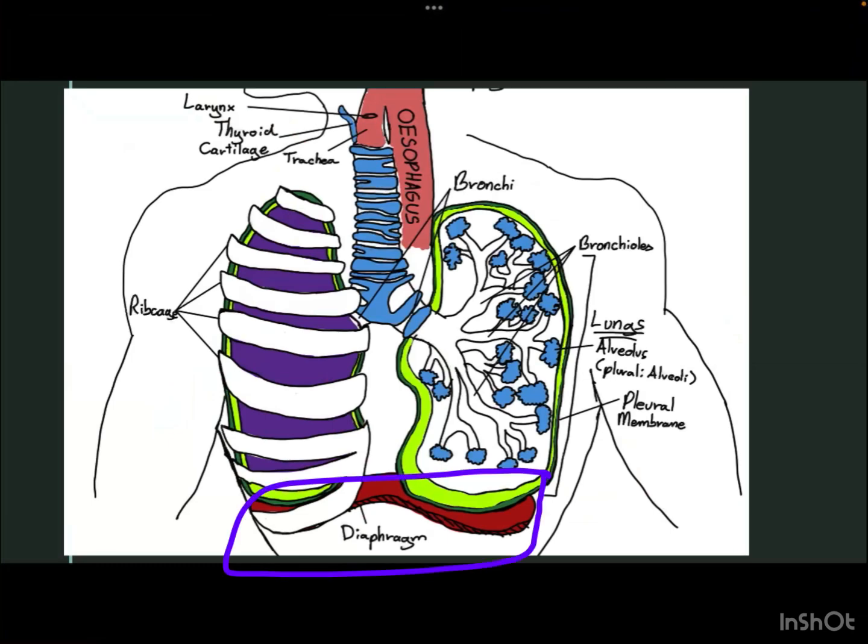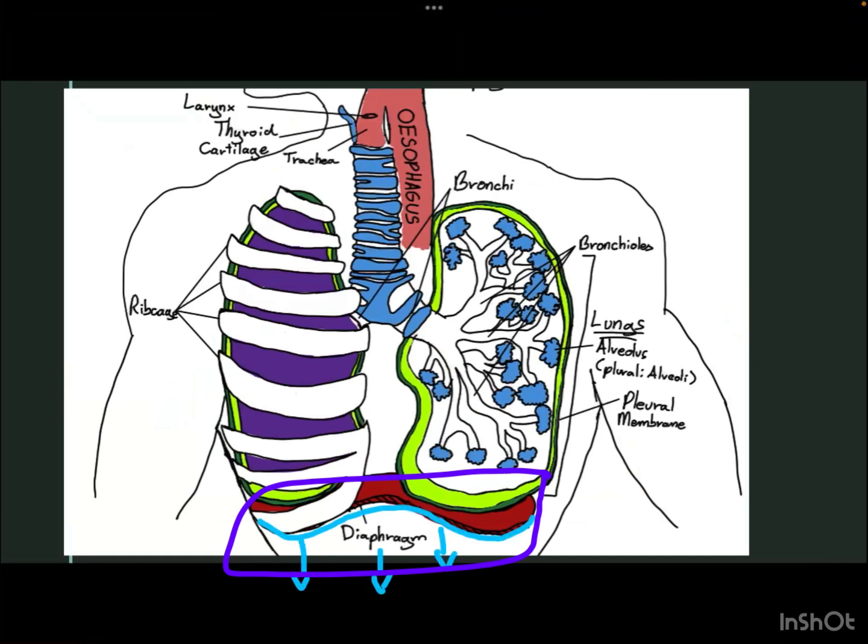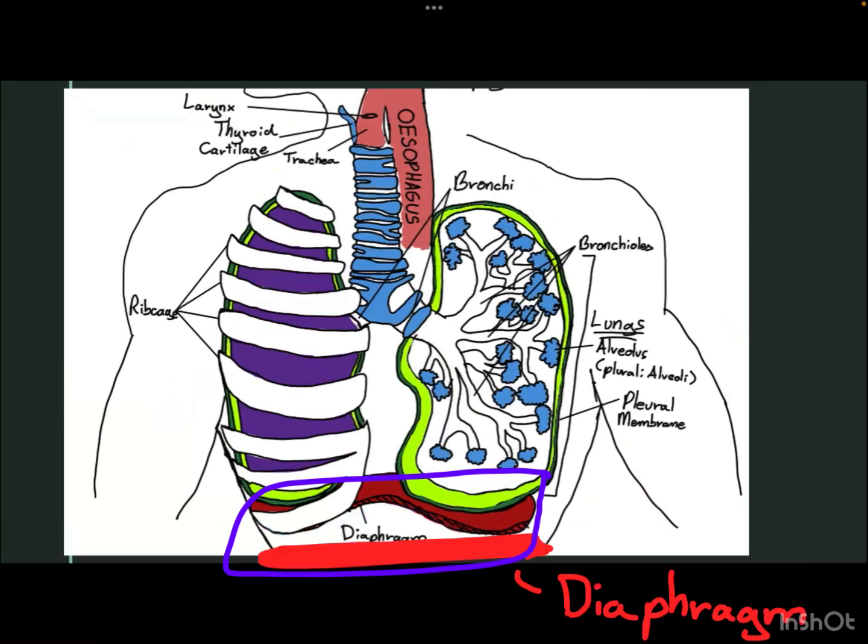This muscle is responsible for inhalation of air. So what it does is it will contract, move downwards during inhalation, and this will increase the thoracic volume and create a negative pressure. And this results in the air moving into the lungs. Now, during exhalation, the diaphragm will move upwards and relax. And this increases the pressure and decreases the thoracic volume instead. And this results in air inside the lungs being pushed out.